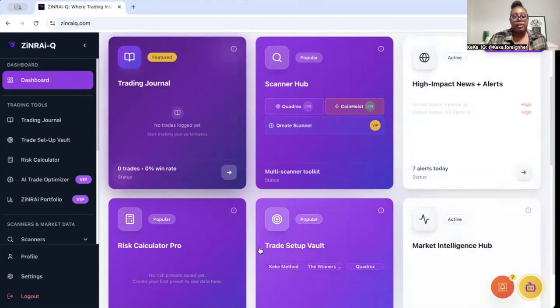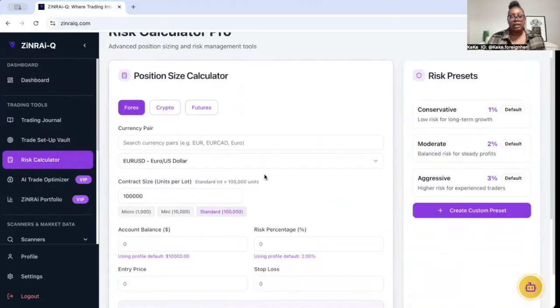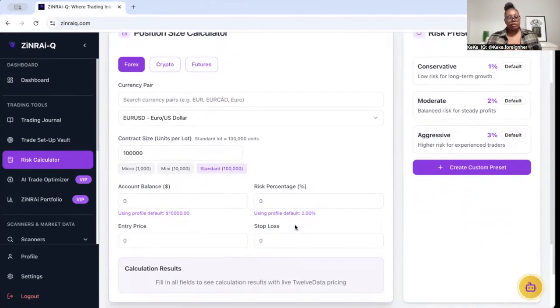All right. If we keep scrolling here, we're going to see our risk calculator. Whether you're trading Forex, crypto, or futures, if you want to be conservative with your risk, moderate or aggressive, or even customize, preset that actual risk that you're looking for. We all know that some people over leverage, but the more detailed you can be in your procedure and the way you trade, the more specific you can get down to what's working and what's not working.